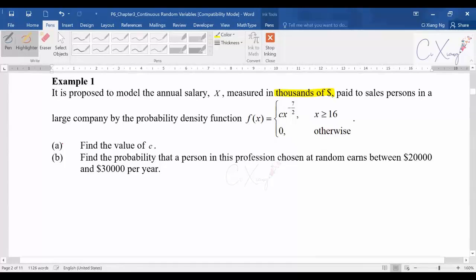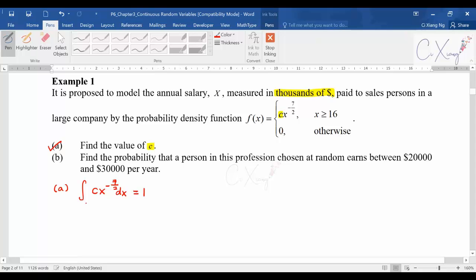And then first, they want to find the value of C. So if you look at the C, C is a constant in the function, right? So usually when they want to find this kind of constant in the function, generally you need to use the very first property that we learned just now, which is when you try to integrate the function, okay, for the whole limit that you have, and you let it equals to 1.